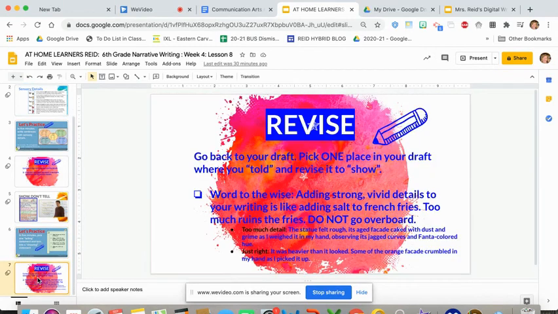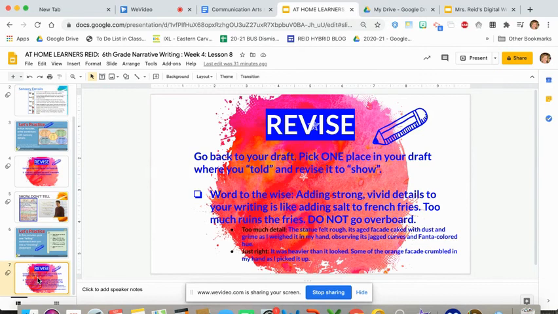And then lastly, I want you to go back to your draft, and I only want you to pick one place in your draft to revise. And I want to make sure that we're not overdoing it with these revision lessons. So if you look down at the bottom, like that one at the bottom where the statue felt rough, its aged facade caked with dust, ugh, blah, blah, blah. Nobody wants to read that. So you want to get it just right.